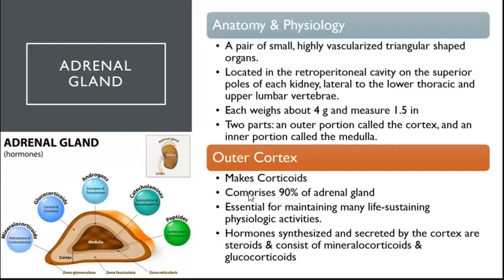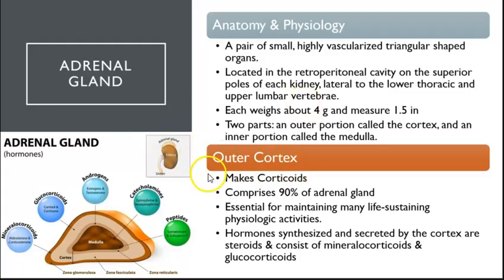So anatomy and physiology: a pair of small, highly vascularized, triangular-shaped organs that are located on the superior poles of the kidney, lateral to the lower thoracic and upper lumbar vertebrae. You can barely see it, but it's just right here. It sits right on top of the kidney. They are teeny tiny, about 1.5 inches. That outer portion is called the cortex, and the inner portion is the medulla. The medulla is your fight or flight response.